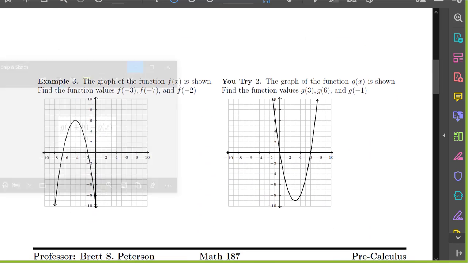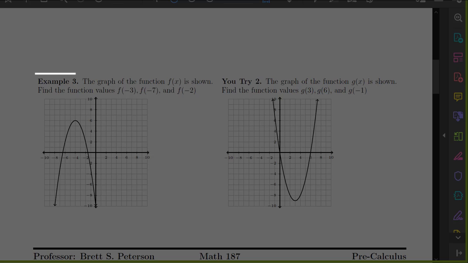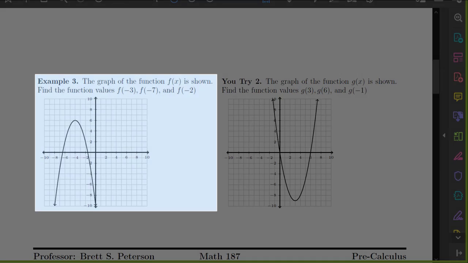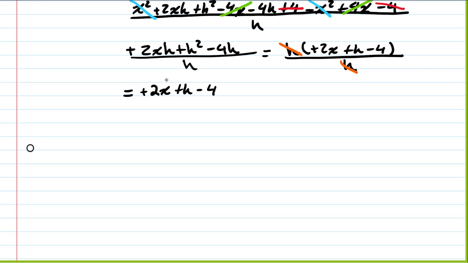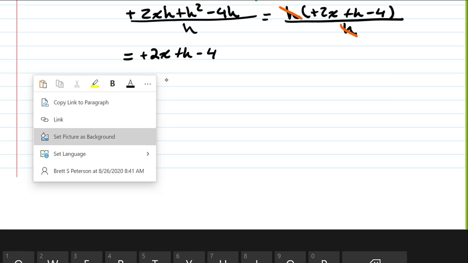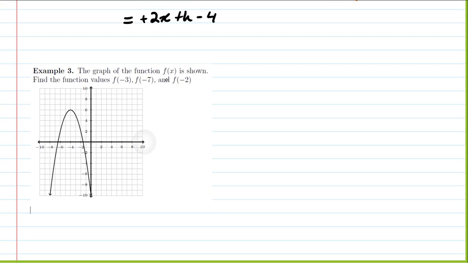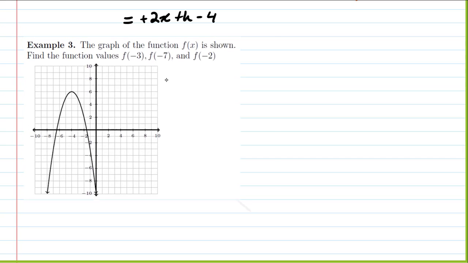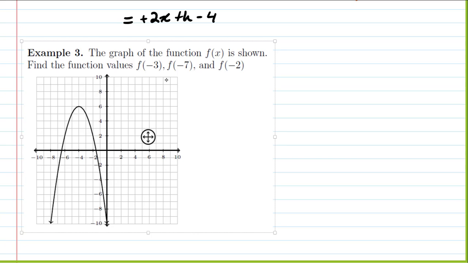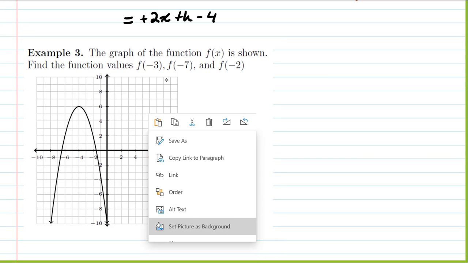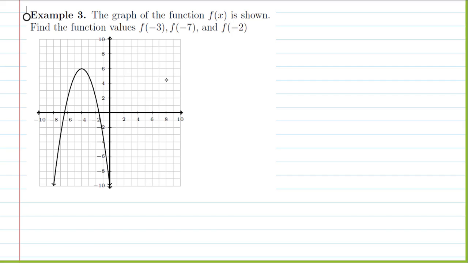All right, so functions can be represented in many different ways. So the next way that we can talk about a function is to represent it graphically. So graphically is just a way to visualize a whole bunch of ordered pairs. So if we take a look at example 3, we have the graph of the function f of x shown. Find the function values f of negative 3, f of negative 7, and f of negative 2.